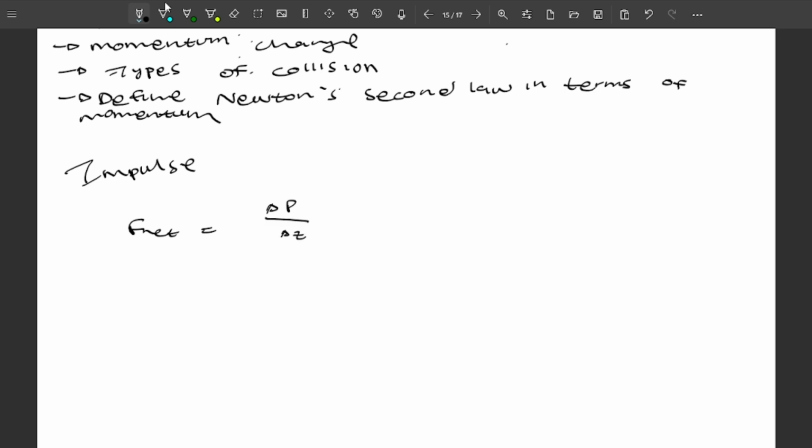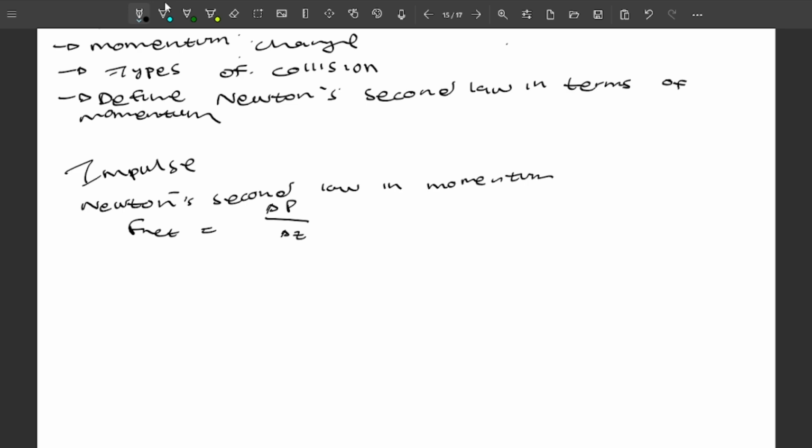Now, the thing that I wanted to state before I interrupted myself is this. Remember the definition of Newton's second law in terms of momentum stated that the resultant force acting on an object is equal to the rate of change of momentum of the object in the direction of the resultant force. This is the change in momentum of the object in the direction of the resultant force. So that's basically what it meant. So, in simple terms, this is basically Newton's second law in momentum.